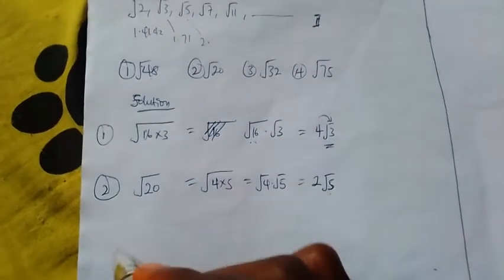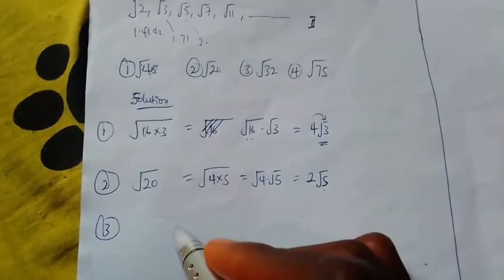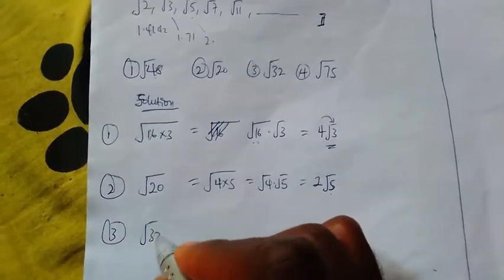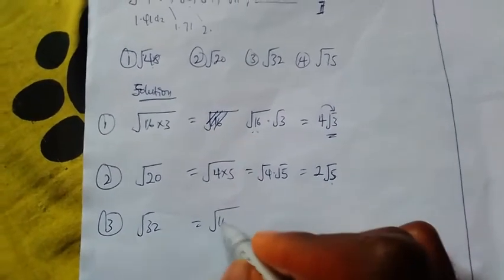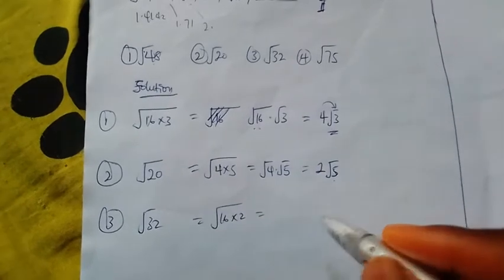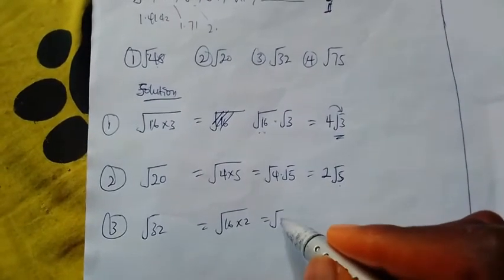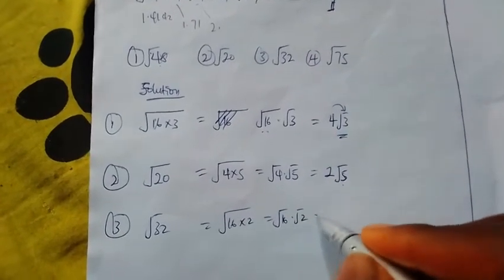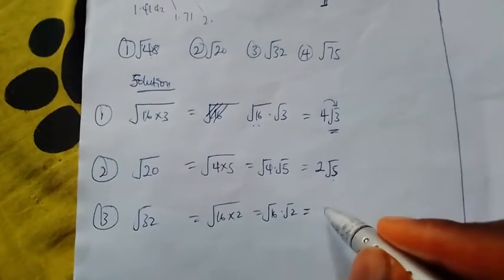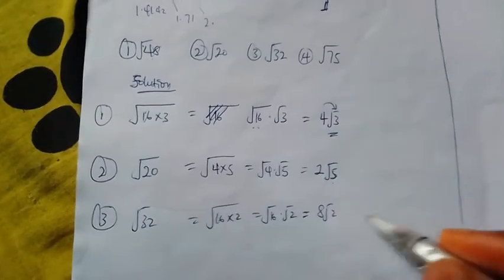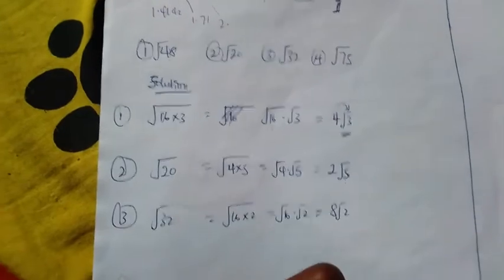Okay, so now in which case, let's see number 3. Number 3 we have it as what? Root 32, which is what? Root 16 times 2. The best we can use, which is root 16 times root 2. And we have our final answer to be what? 8 root 2.